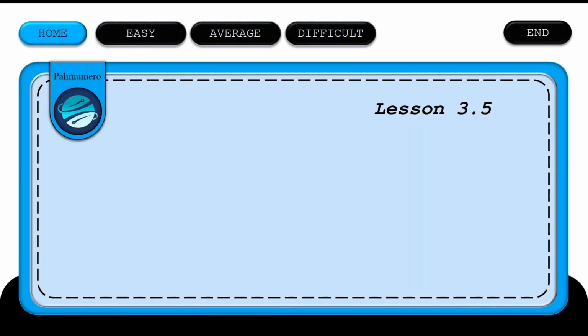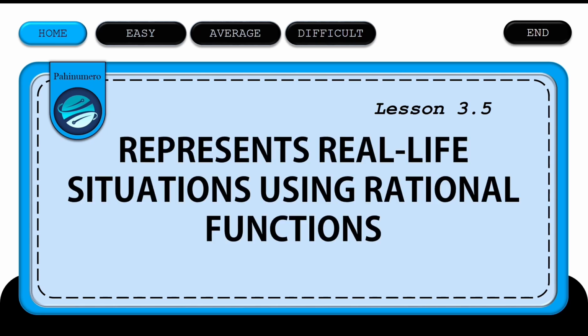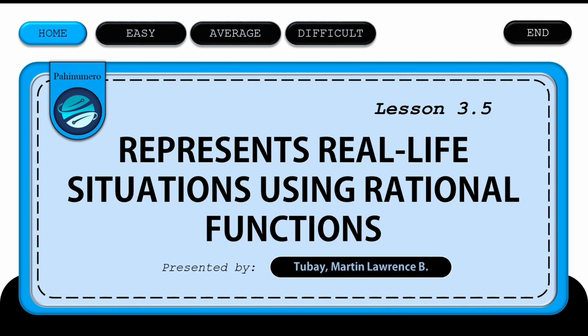Sa videong ito, we will learn from succeeding examples on how to represent real-life situations using rational functions. And we are going to explain everything in details.